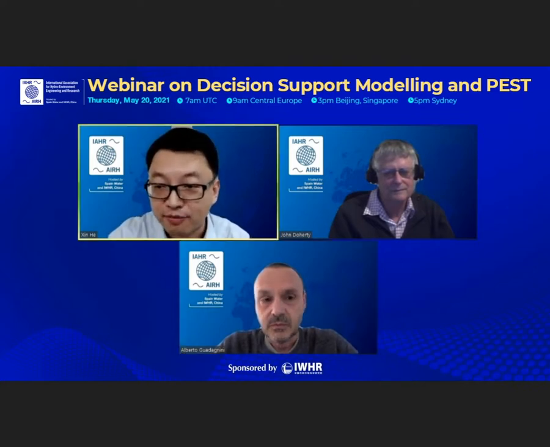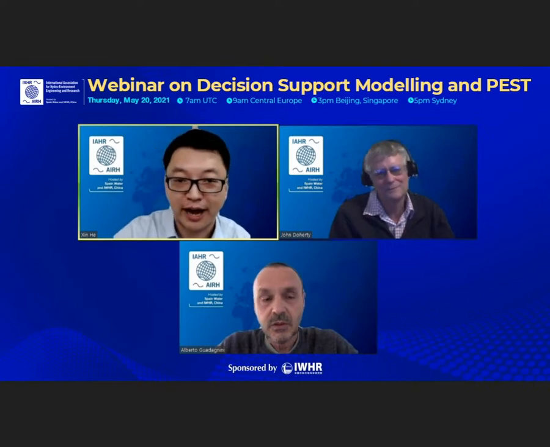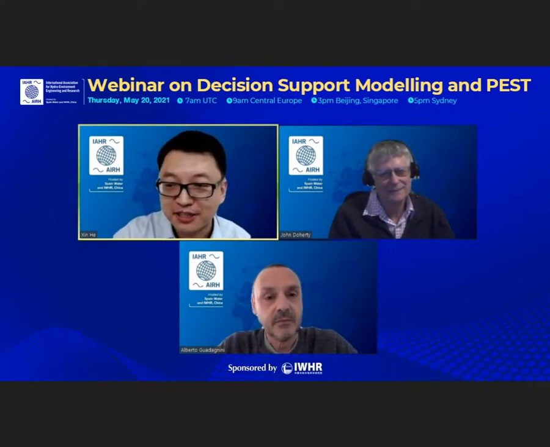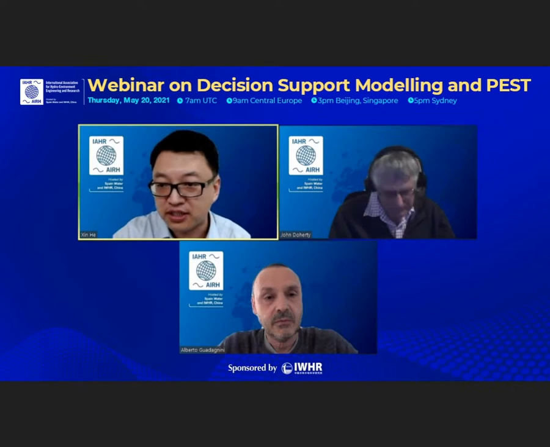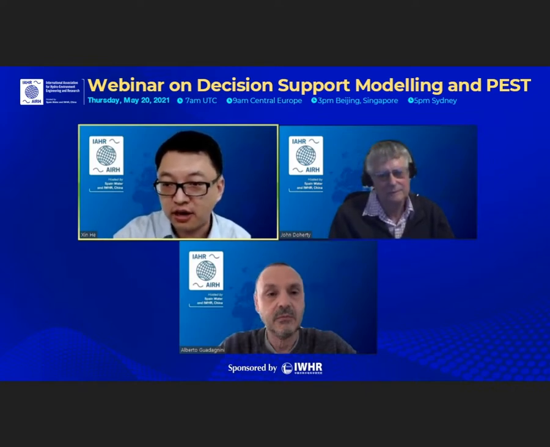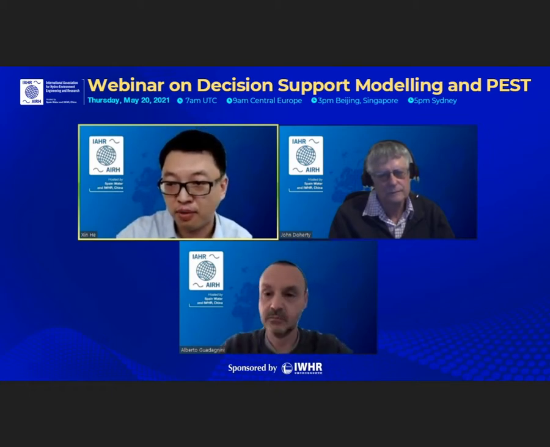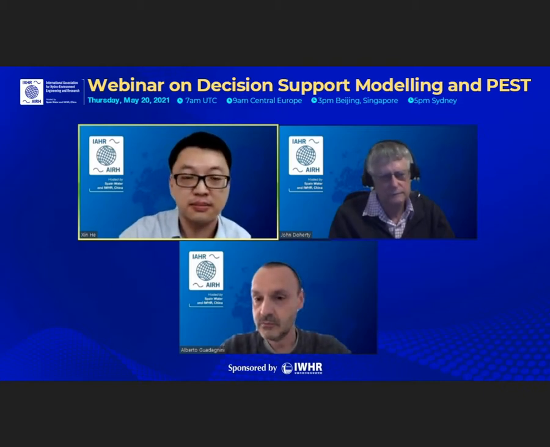Well, we have many questions coming in. Should I go to the next one? So this person asks, he or she is probably working with pilot points. So the question is, besides kriging, are there any other interpolation methods available in pilot points in PEST?